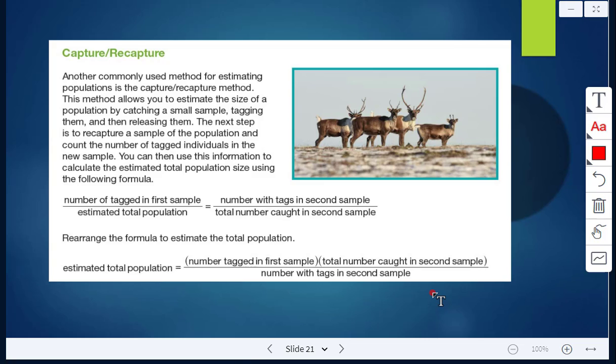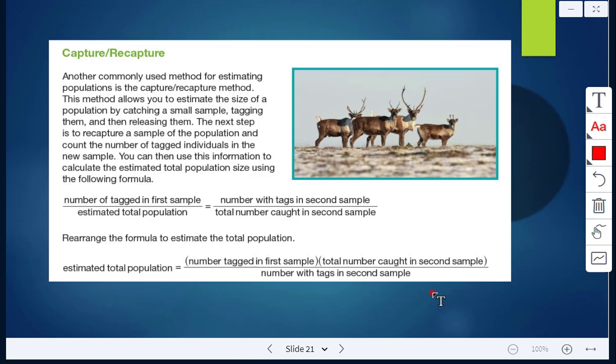So it allows you to estimate the size of a population by catching a small sample, tagging them, and then releasing them. Next step is to recapture a sample of the population and count the number of tagged individuals in the new sample. Then you can use this method here to estimate the total population size.